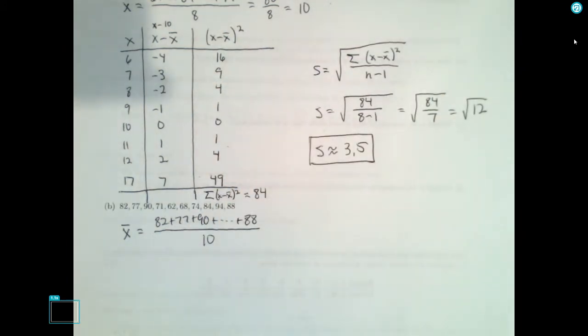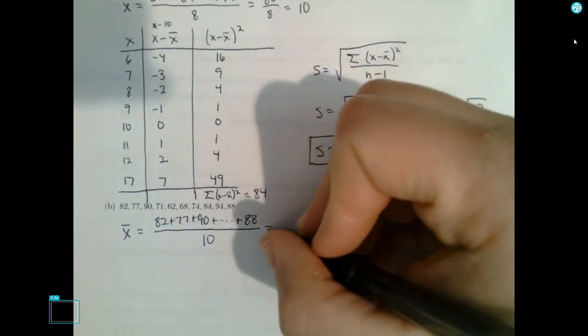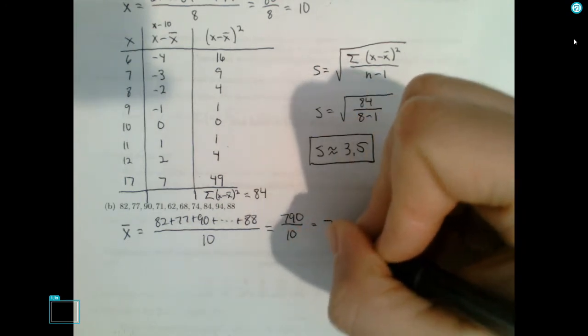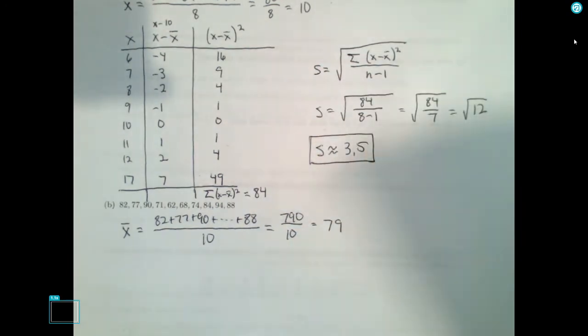Let's see what we get. 71 plus 62 plus 68 plus 74 plus 84 plus 94 plus 88 is 790. Divide that by 10 and you should get 79. Okay.